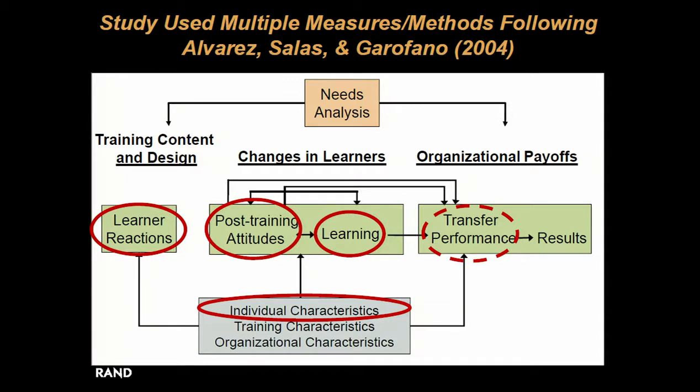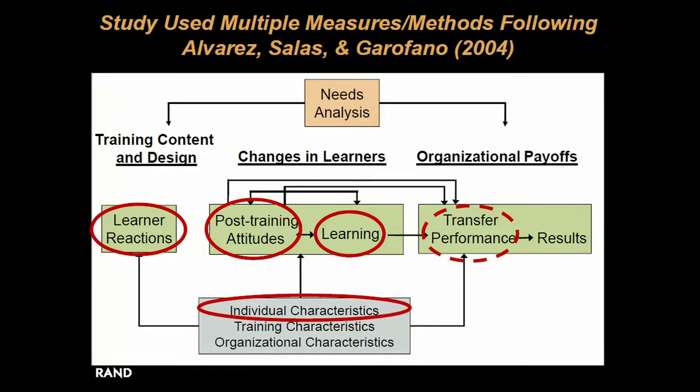But what people think of the course and whether they learn are two different things. They're not necessarily correlated. And then the next step is, do they apply what they've learned on the job? And then does their performance on the job improve as a result? And so we directed measures at these circled constructs, and I'll give you examples of those briefly.